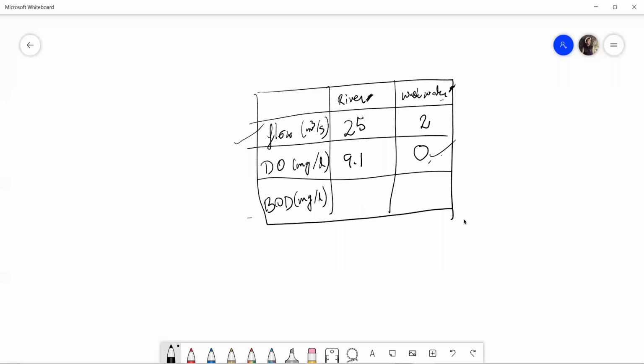BOD in this problem for the river is 2, and wastewater BOD is 200. Take K equal to 0.1 per day. K is the deoxygenation coefficient, and R is the reoxygenation coefficient, that is 0.31 per day. And saturation DO is the same; you're considering 9.1 itself as saturation DO.